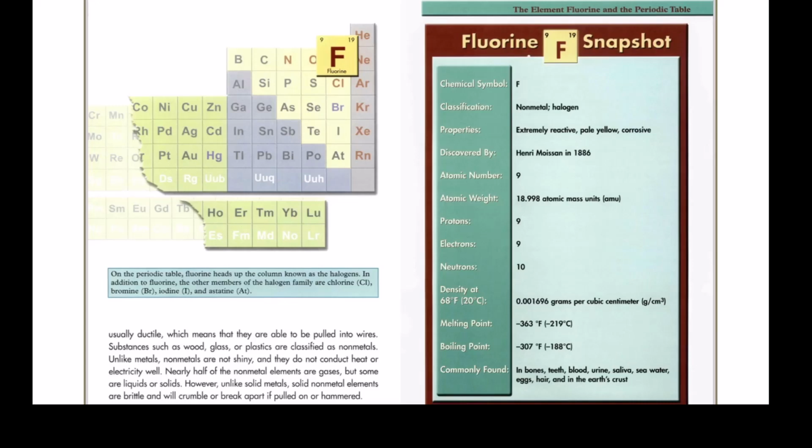Substances such as wood, glass, or plastic are classified as non-metals. Unlike metals, non-metals are not shiny. They do not conduct heat or electricity well. Nearly half of non-metal elements are gases. Some are liquids or solids. However, unlike solid metals, solid non-metal elements are brittle and will crumble and break apart if you pull on or hammer them.